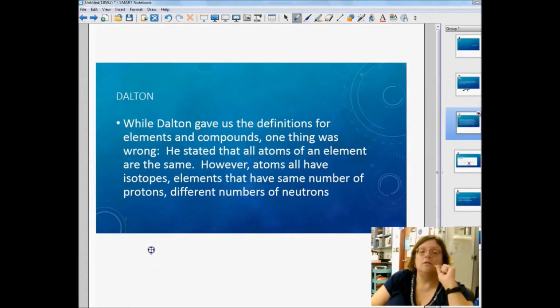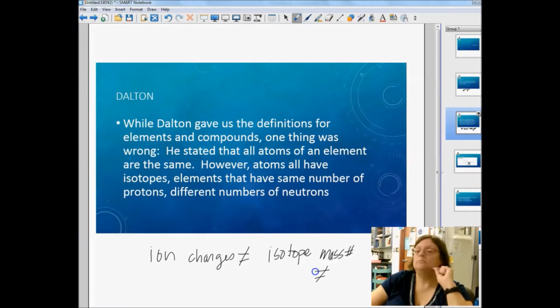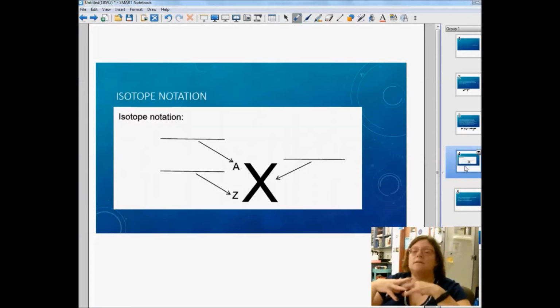So an ion, the charges are not equal. An isotope, the mass numbers are not equal. Now this is isotope notation, or the notation for a single atom. Not for an element, but just for when we're talking about one particular atom. When we write it out like this, of course, is the atomic symbol, or the chemical symbol, I should write.